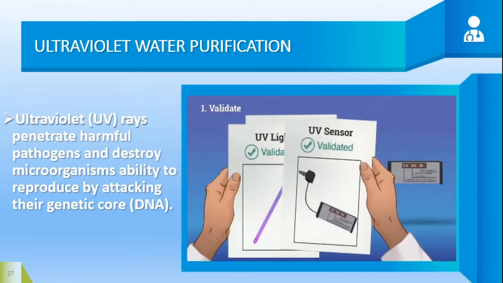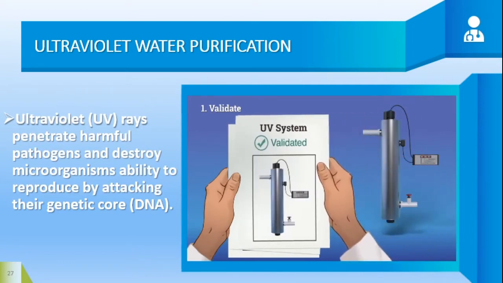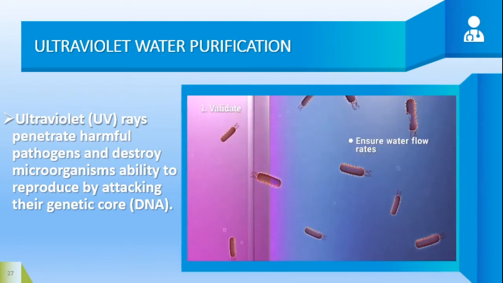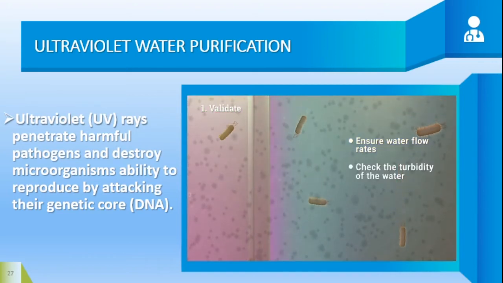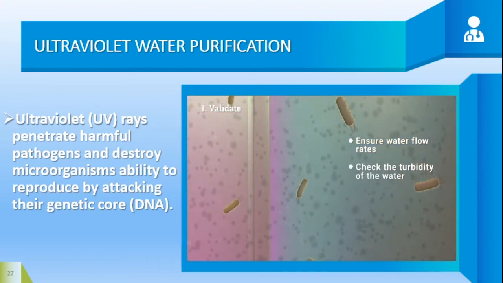You validate the system when it is initially installed. Be sure to check water flow rates so that water is not moving too fast, and also check the cloudiness or turbidity of the water to make sure the UV light will be effective.